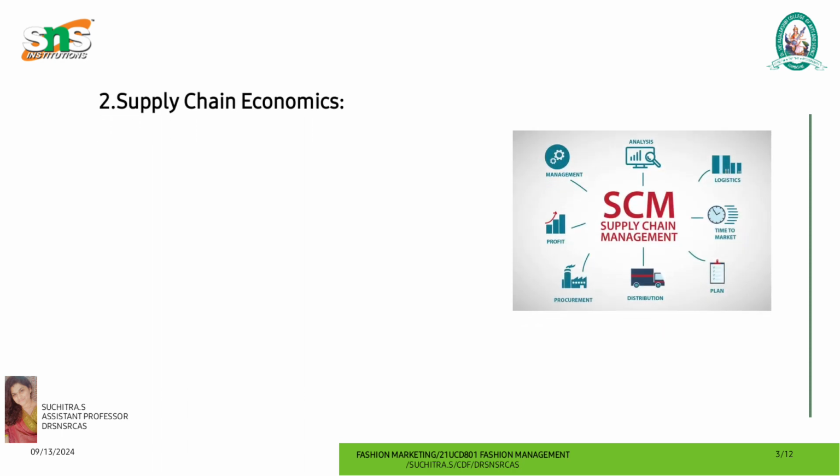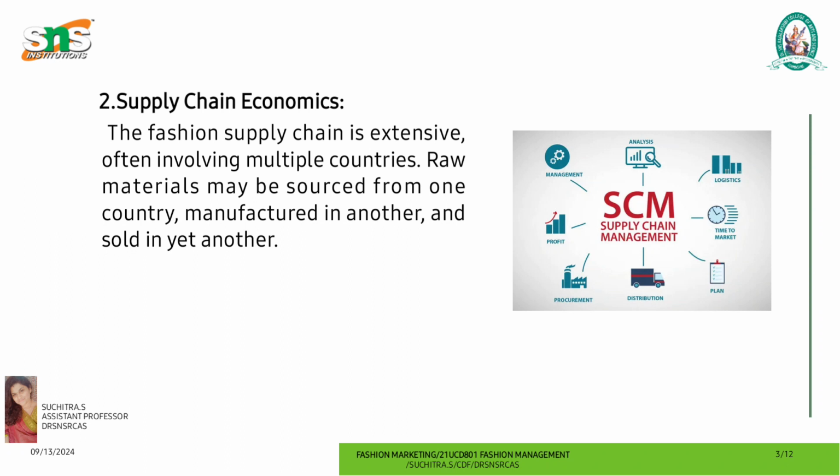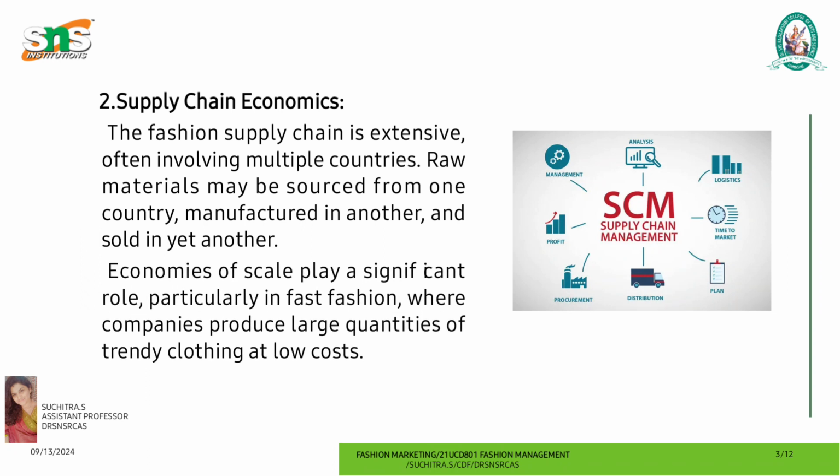Supply chain economics. The fashion supply chain is extensive, often involving multiple countries. Raw materials may be sourced from one country, manufactured in another, and sold in another. Economies of scale play a significant role, particularly in fast fashion, where companies produce large quantities of trendy clothing at low cost.